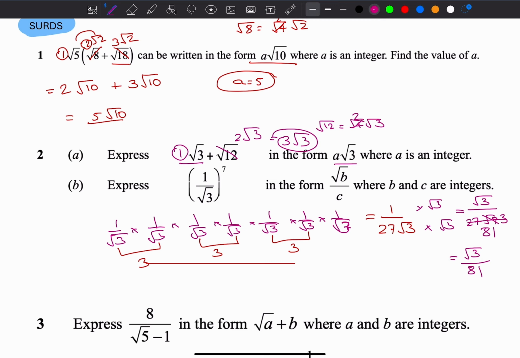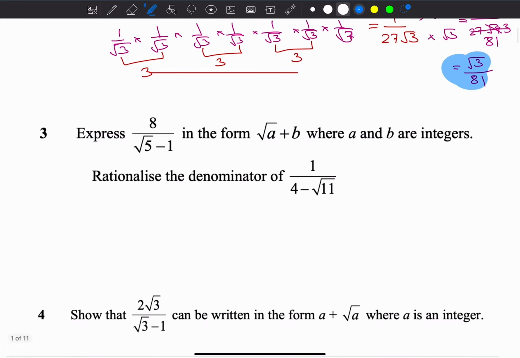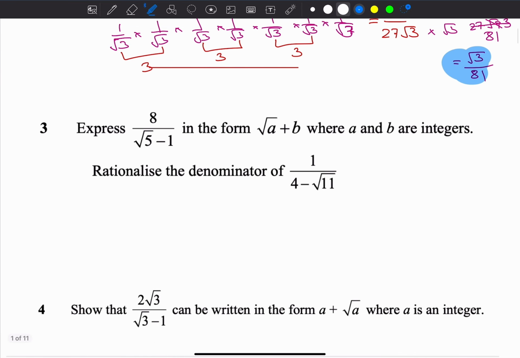It just says express. If you look at it, it says express in terms of that. It looks like that, no problem. It doesn't tell you to find. For example, in here it says find the value of a, so we have to find it and then write it. If it says express, don't worry about it. Just write it in that form and you'll be fine. Express in the form of that.